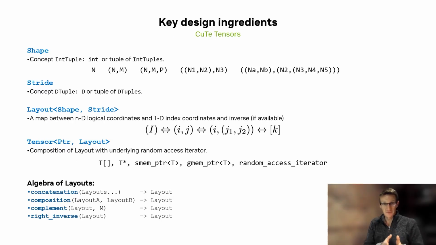With these ideas, we can define the key concepts within CuTe. First, the shape is of concept IntTuple, an integer or a tuple of IntTuples. It's self-referential and recursive. All of these tuples of integers are shapes in CuTe. A shape and a stride are combined to form a layout. A layout is principally a map between the coordinate spaces and the index space. Then, a layout and an iterator can be combined to form a tensor. And finally, the primitives of the layout algebra are defined and can be used to manipulate layouts and generate new layouts.